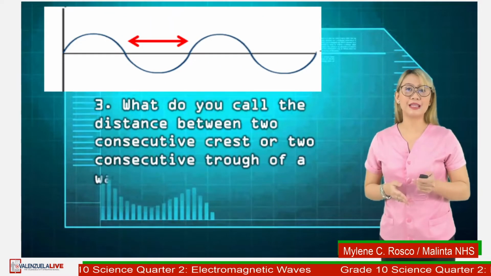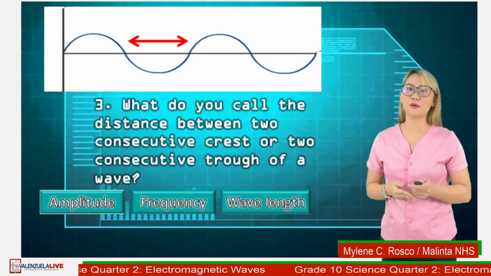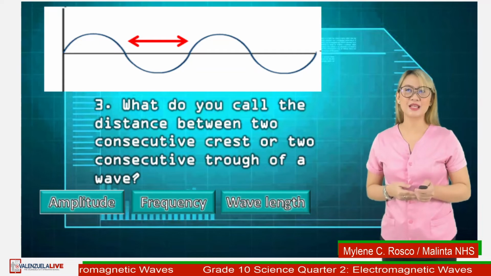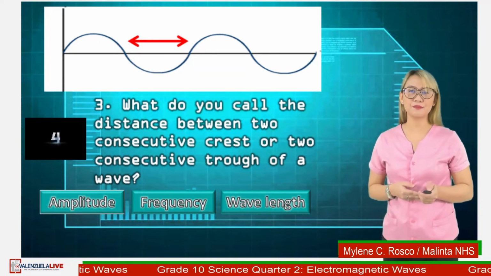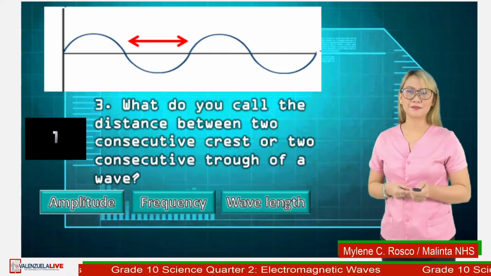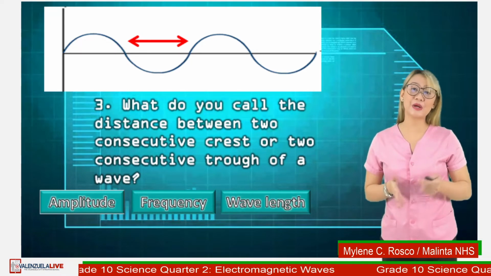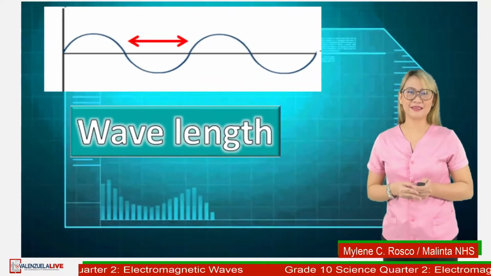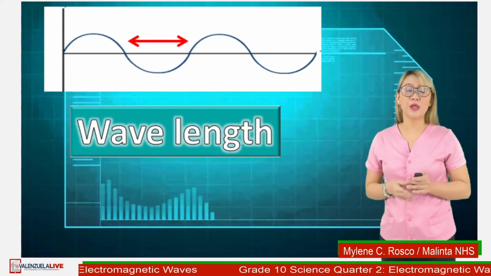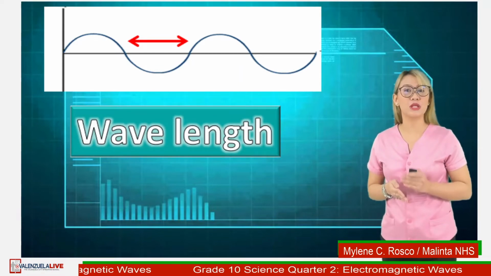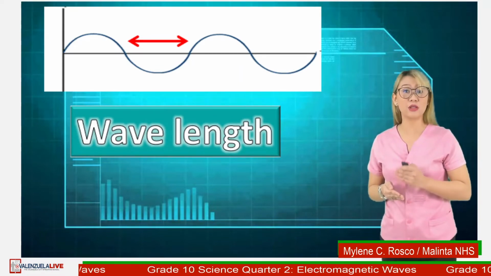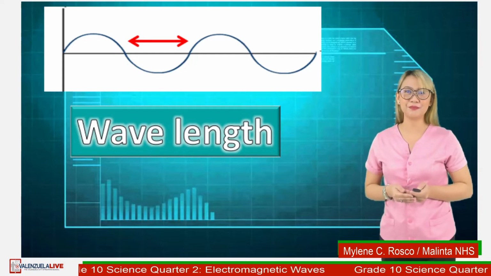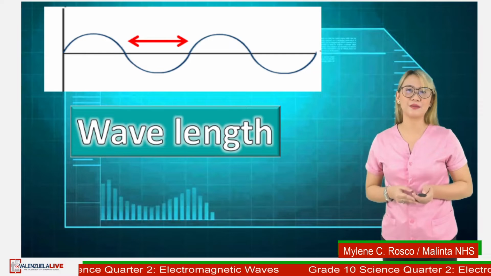What do you call the distance between 2 consecutive crests or 2 consecutive troughs? 5 seconds, go. Time is up. The correct answer is wavelength. Remember, wavelength is the distance between two consecutive crests or troughs, and it is measured in meters. Now let's have the next question.